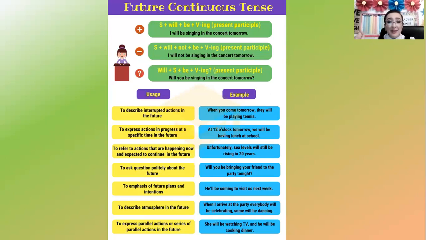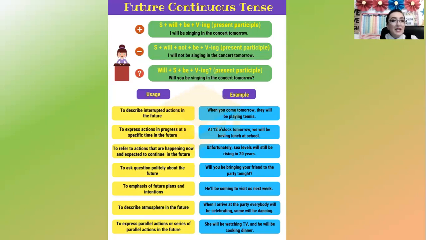Well, also, if you want to emphasize something in the future, you are going to be using will be ing. He will be coming to visit us next week. You are emphasizing. He will be winning the prize in the contest. He will be having 10 in his exams during the next semester. You are emphasizing something in the future. That's where you are going to be using will be ing.